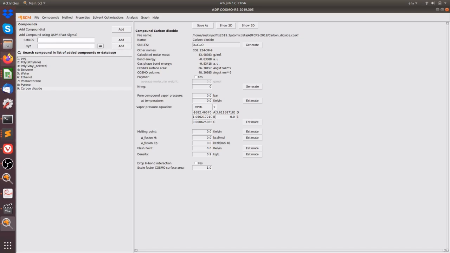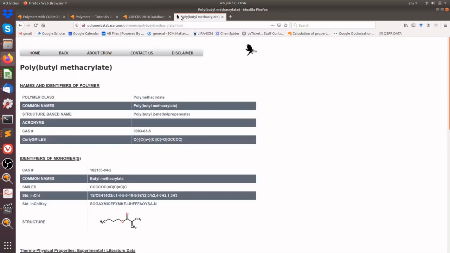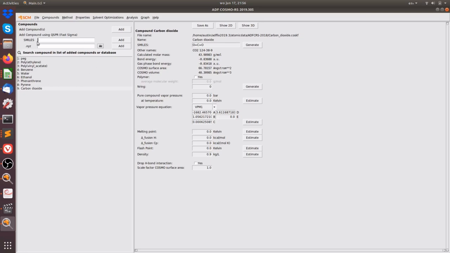There's something called curly SMILES. There are good examples on the polymerdatabase.com. So for example, this is a curly SMILES. You can add this just as you would a normal SMILES string to generate a quick estimate if you don't want to do a full DFT calculation for these.